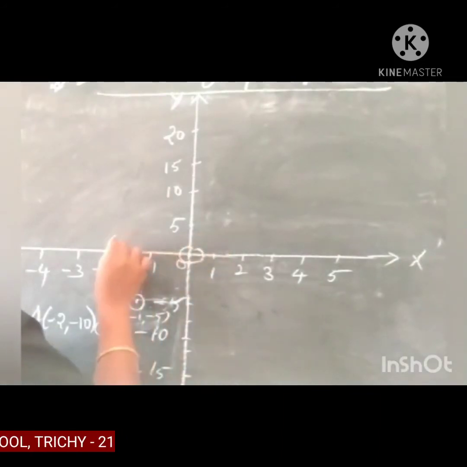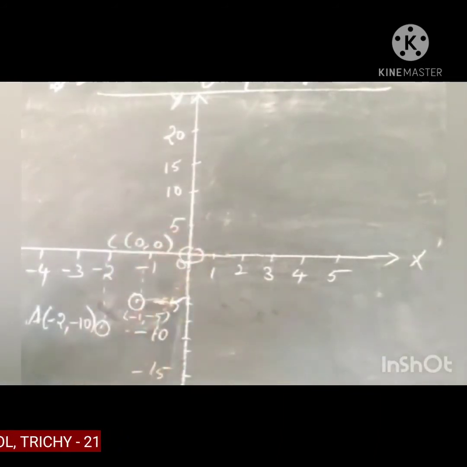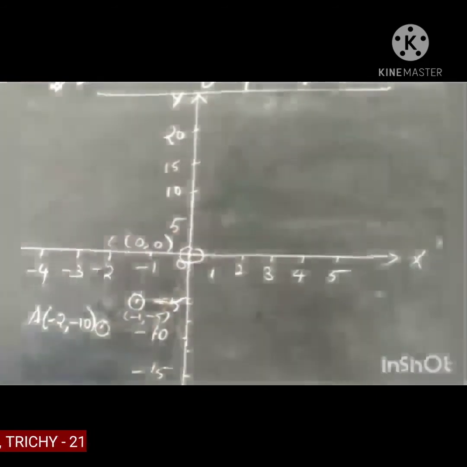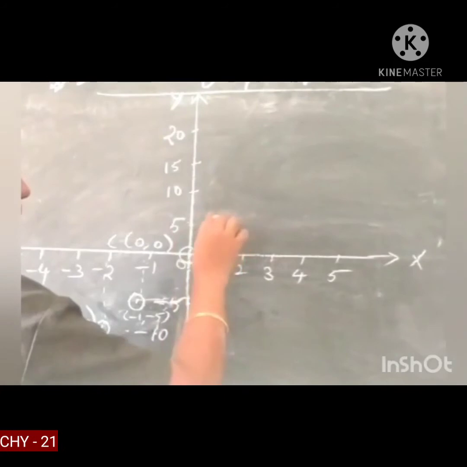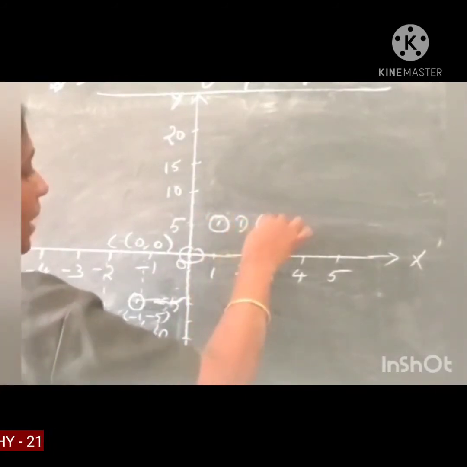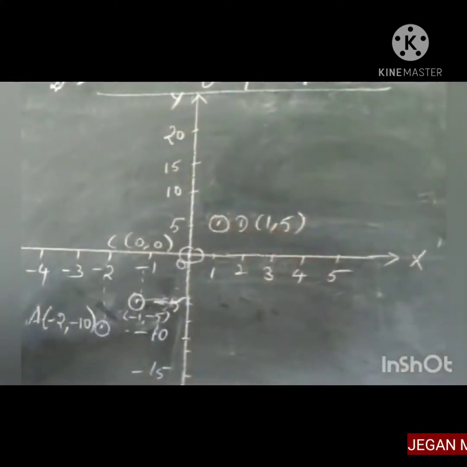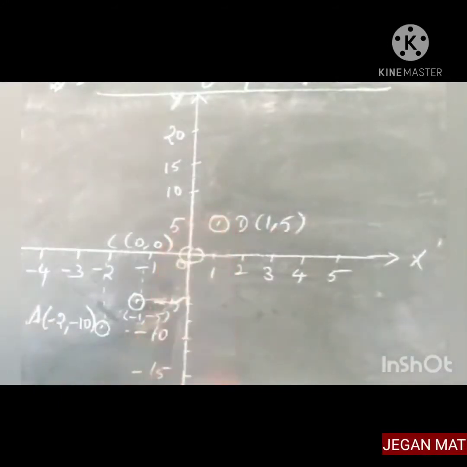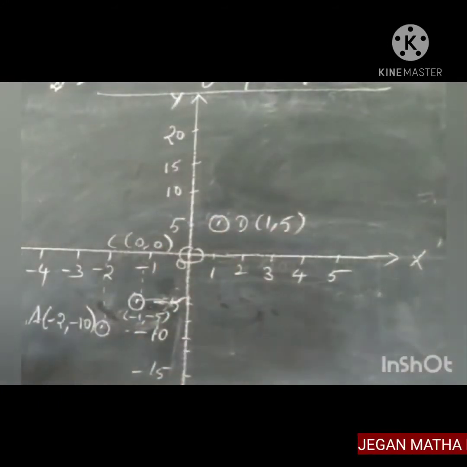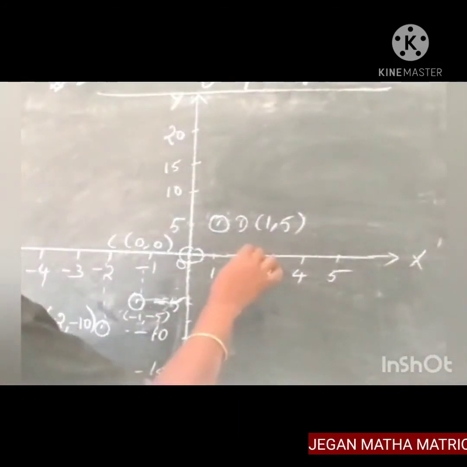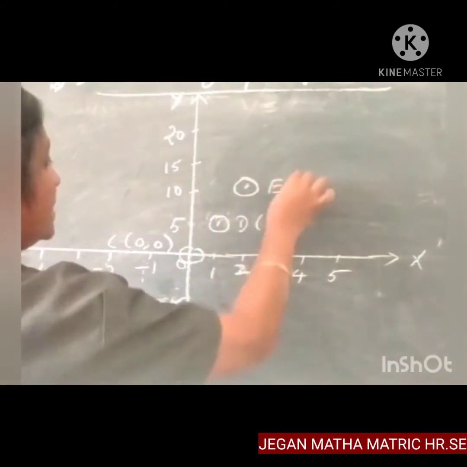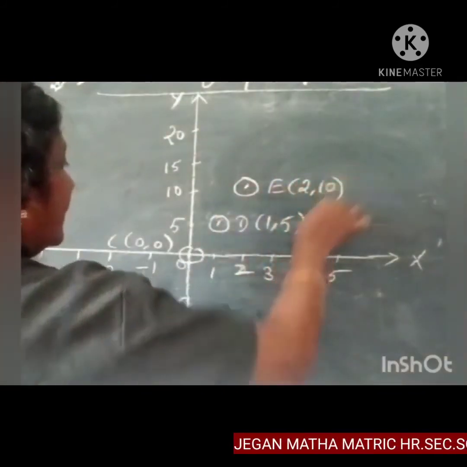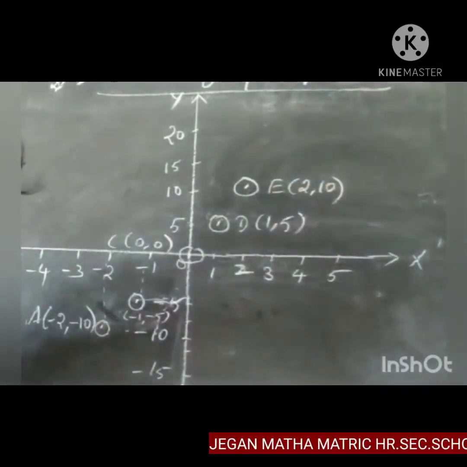Next one, point C, 0, 0, the third point. Next, 1 comma 5, plus 1, plus 5 here, point D. 1 is on the x-axis, 5 is on the y-axis. Next, the last point, point E, 2 comma 10. Here 2 is on the x-axis, 10 is on the y-axis. Point E, 2 and 10. That's all, you can finish marking.